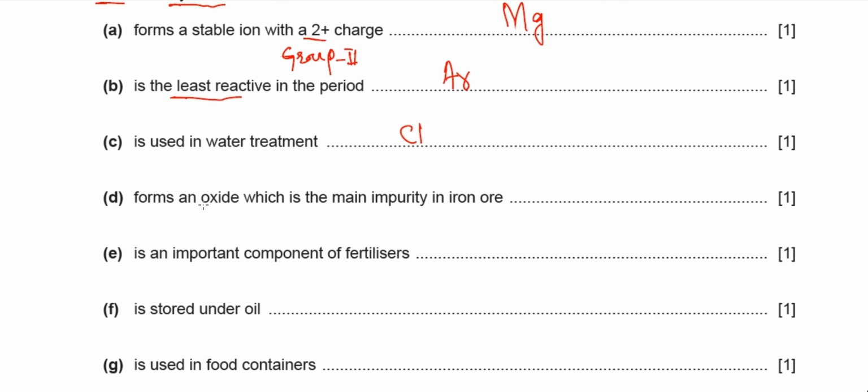Next question. Part D: forms an oxide which is the main impurity in iron ore. We know that it is silicon dioxide, so the element involved in making that silicon dioxide is silicon. Part E: an important component of fertilizers. We know that the three elements essential for plant growth are N, P, K, and out of these three, the one that belongs to period 3 is phosphorus. So we write the symbol P.